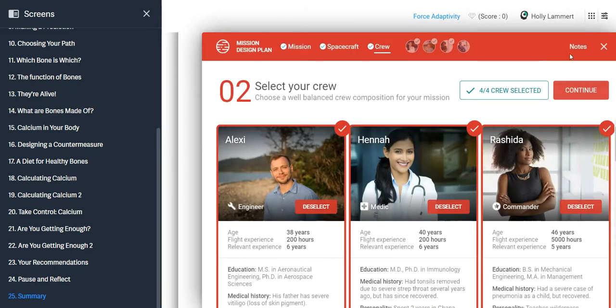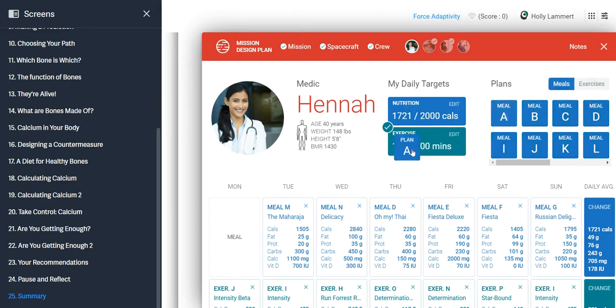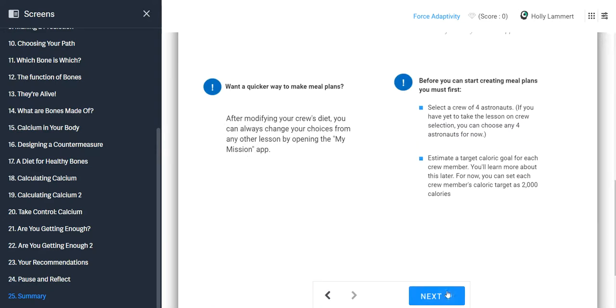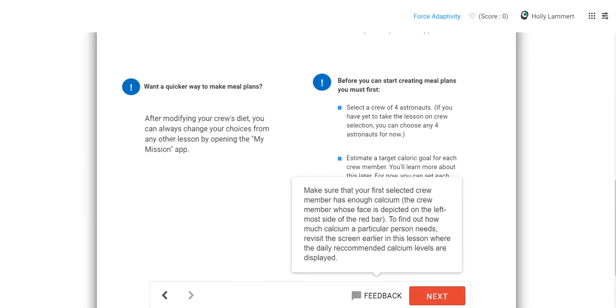So if you go into my mission, and then you can go ahead and alter their nutrition. So you can select different meals. So I could go to meals, and then I could place in a meal here, like that. Okay? Okay, go ahead and have fun with that. And that'll be the end of this lesson.